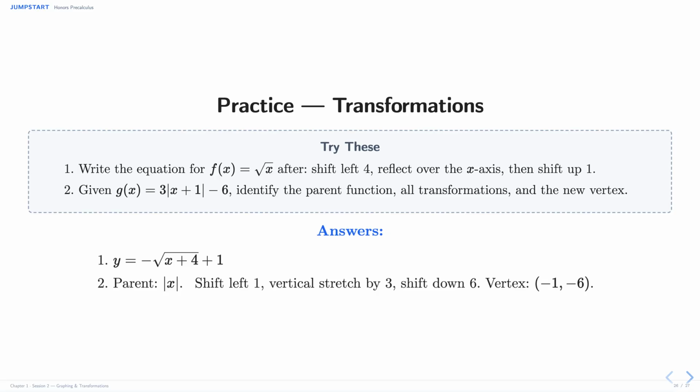Now it's time for some practice with transformations. First, write the equation for the function f of x equals the square root of x after shifting left by 4 units, reflecting over the x-axis, and then shifting up by 1 unit. Second, given g of x equals 3 times the absolute value of x plus 1, minus 6, identify the parent function, all transformations, and the new vertex.